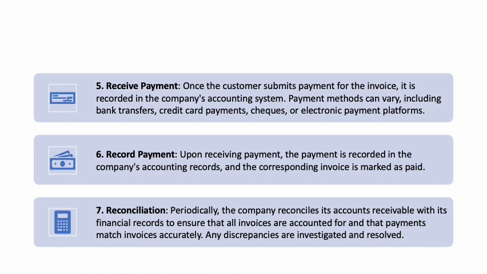Record payment. Upon receiving payment, the payment is recorded in the company's accounting record and the corresponding invoice is marked as paid. Reconciliation. Periodically, the company reconciles its accounts receivable with its financial records to ensure that all invoices are accounted for and that payments match invoices accurately. Any discrepancies are investigated and resolved.